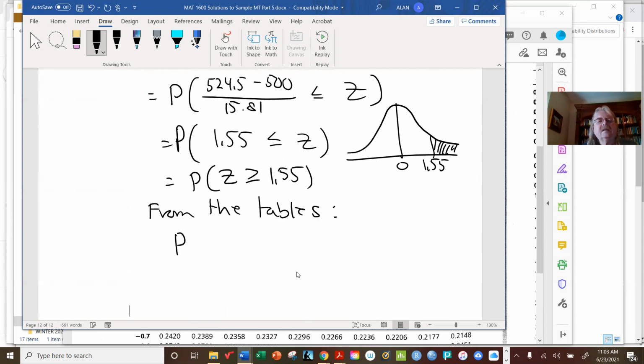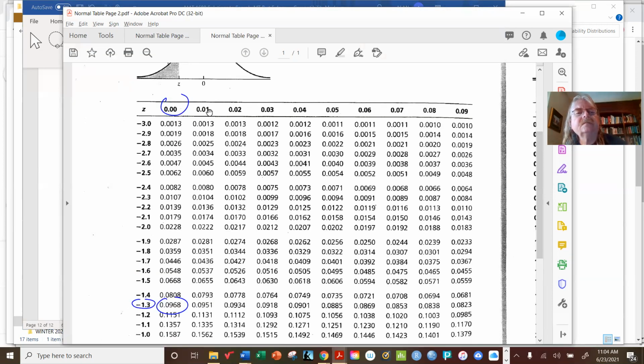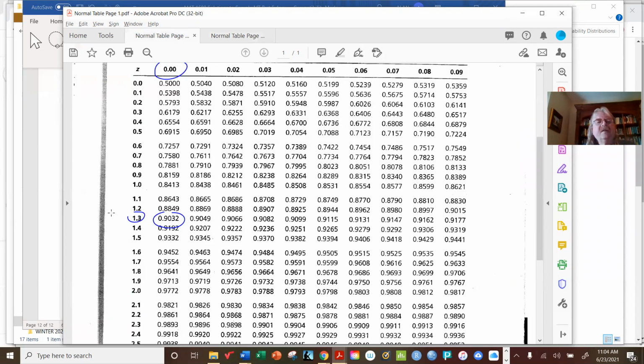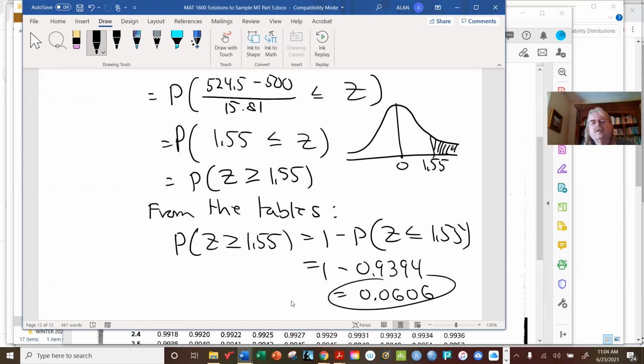So now, as far as calculating this from the tables, you recall that we have to rewrite this as 1 minus the probability that z is less than or equal to 1.55. So we can look that up in the table. The positive table, that is. 1.55, 1.5 combined with 0.05 brings us to 0.9394. It's about 0.0606. All right.